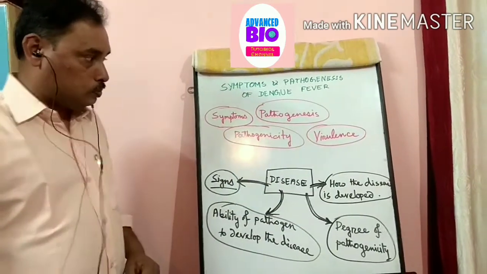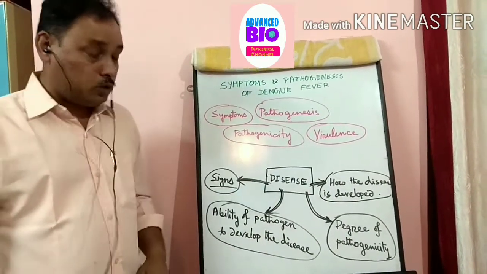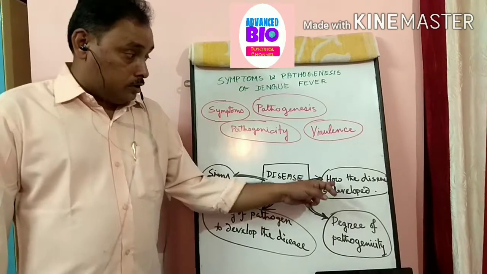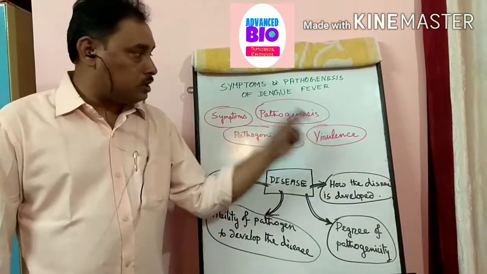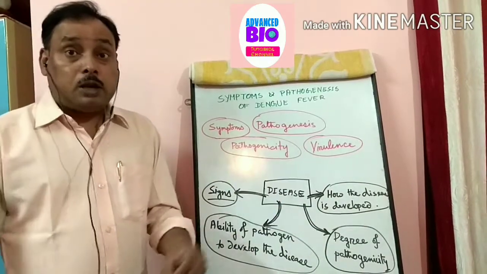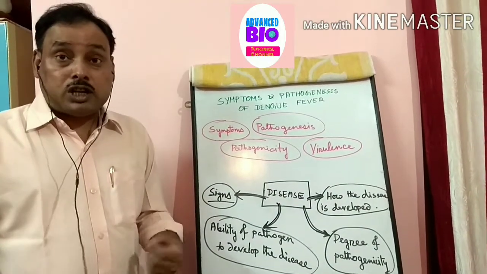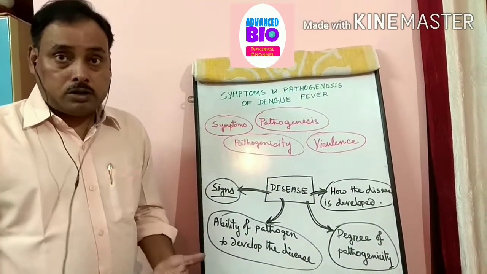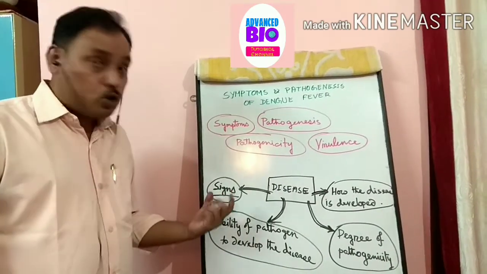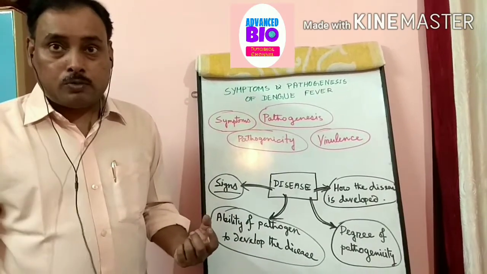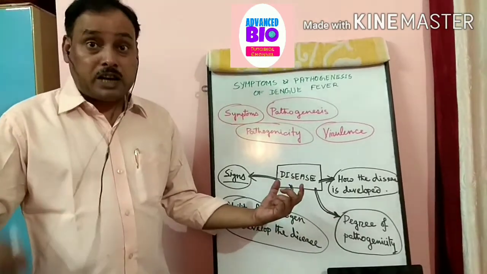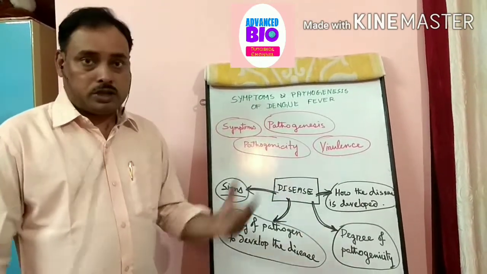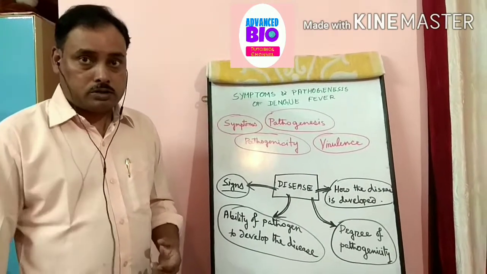Okay, now pathogenesis. What is it? Say, how the disease is developed. This is the pathogenesis. That means the biological mechanism by which these symptoms are generated, that is, the disease is produced. That mechanism is known as the pathogenesis. It is a biological process.